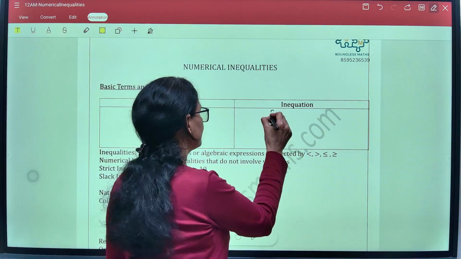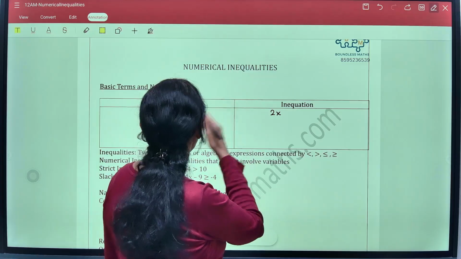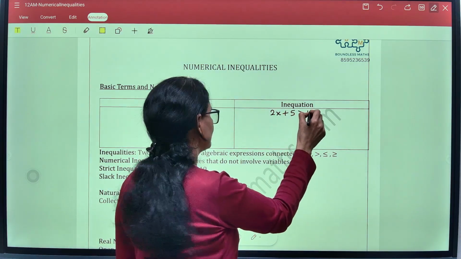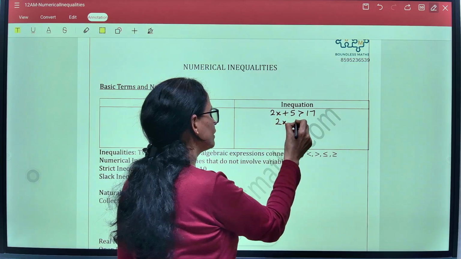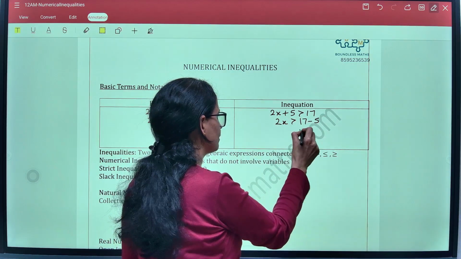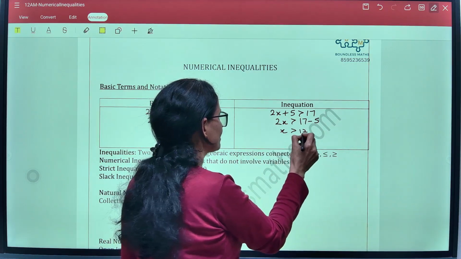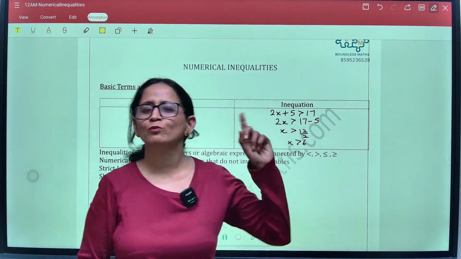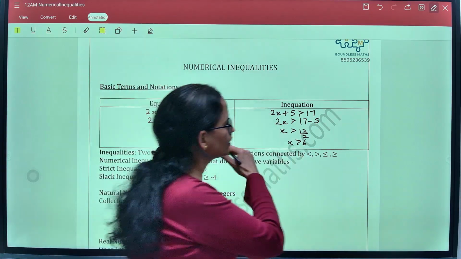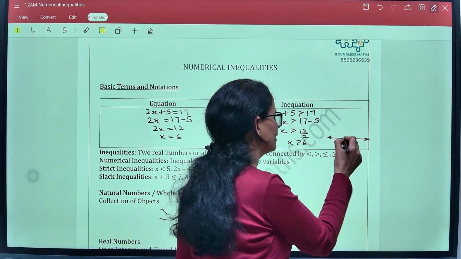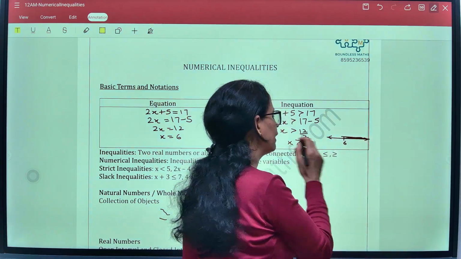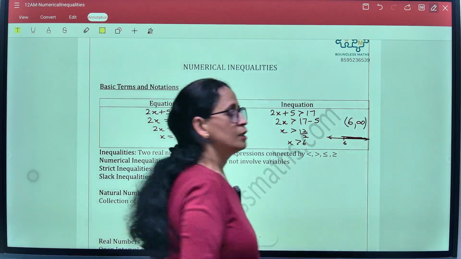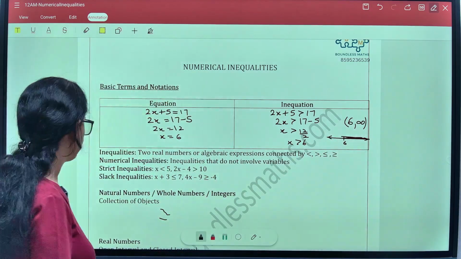Now suppose in place of equality or equation, this question was 2x + 5 > 17. So again we solve it in a similar way. 17 minus 5 becomes 12 and the value of x is greater than 6. Now here we don't have just one exact answer. All the numbers, all the values greater than 6 on the number line, they are part of the solution for this. So we write it as (6, ∞). This is the solution for the inequality.